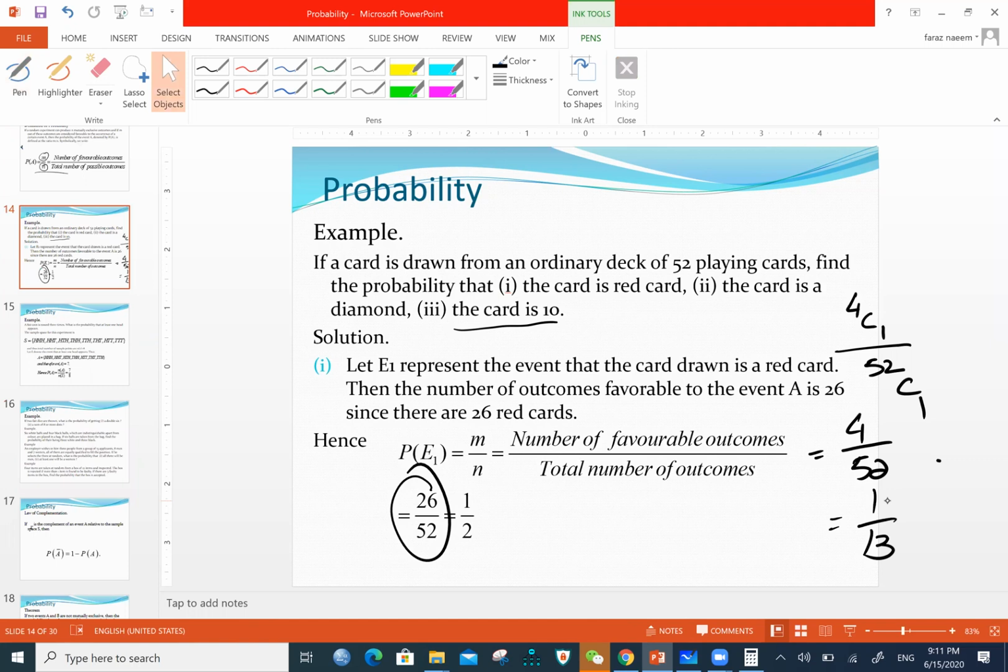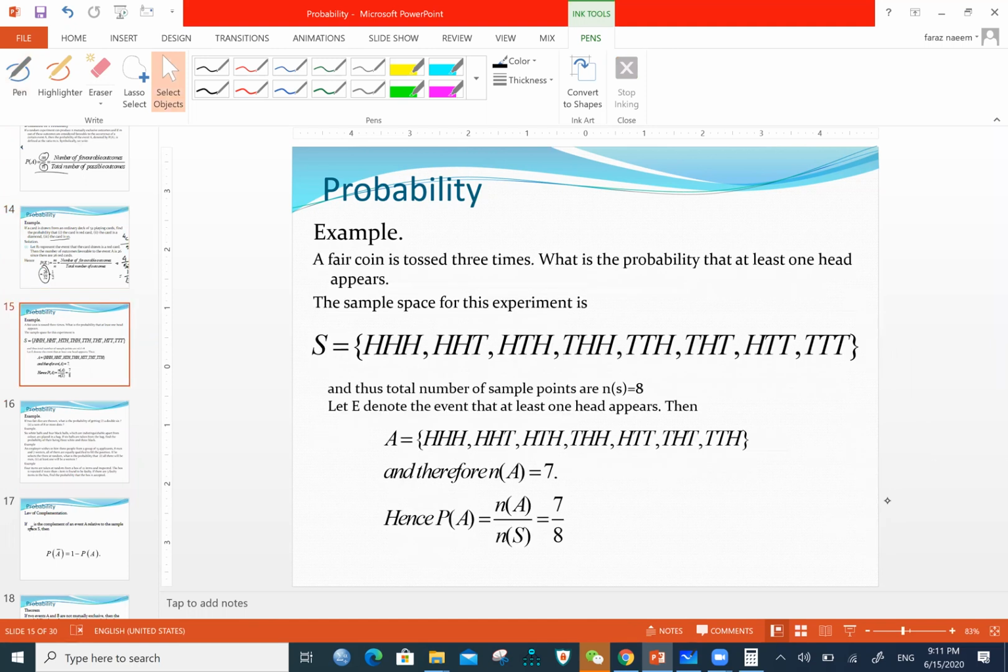Next, a fair coin is tossed 3 times. What is the probability that at least one head will appear? The sample space for this experiment: we can get first 3 heads.